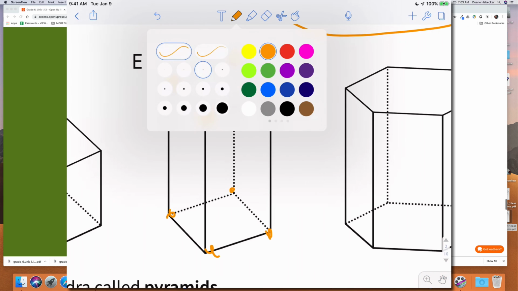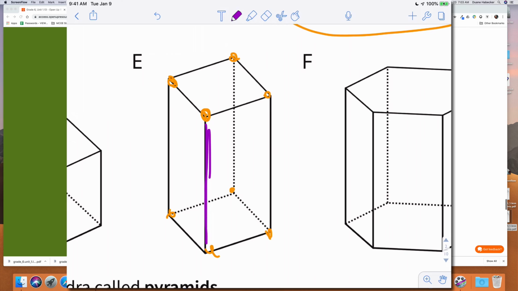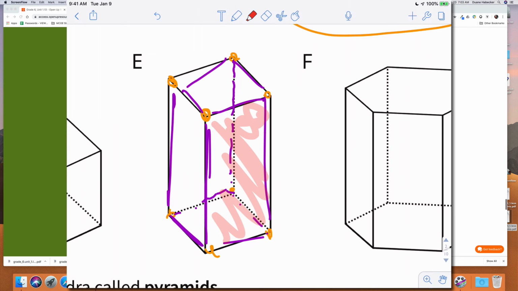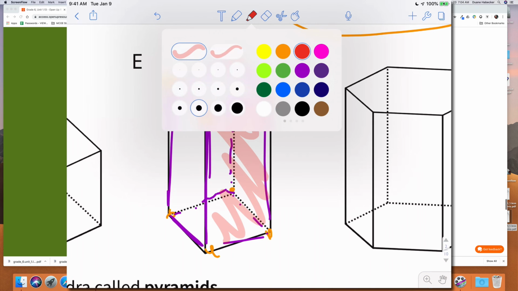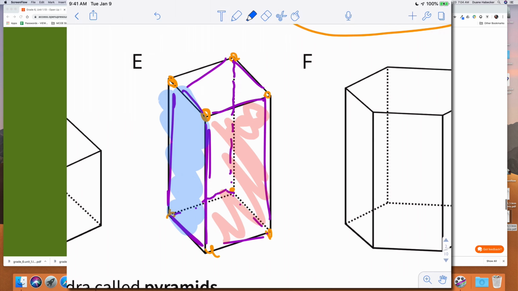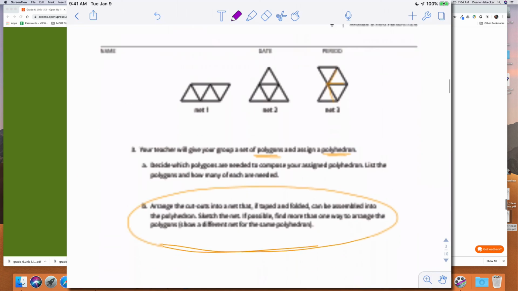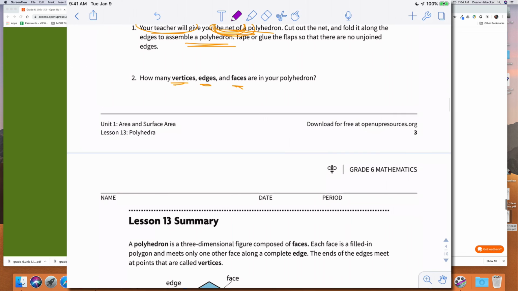Your edges are your straight lines right here. These are your edges. And then there's one back here, and then there's one back here. And then what are your faces? Your faces are your front faces. That's a face. That's a face. That's a face. You get the idea. So the flat part is the face. So vertices, edges, and faces, and they're all super important to know the difference. But man, we are just talking about tons of vocabulary.